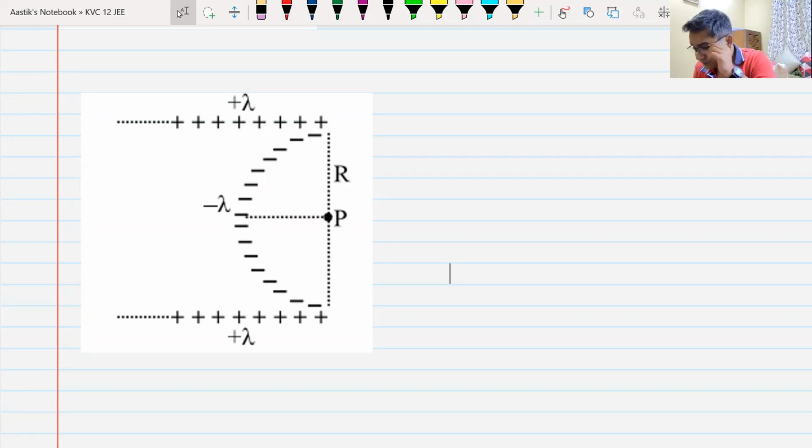So here we have an infinite lambda plus lambda. Then we have again semi-infinite plus lambda near. And then we have minus lambda like this.